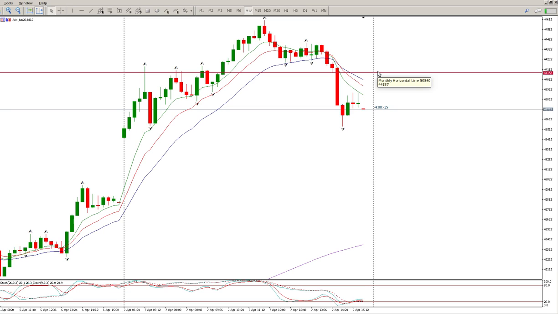Now that's the one scenario. The other scenario is this thing could gap down and leave us with an island reversal, which could be a pretty strong move to the downside as well.